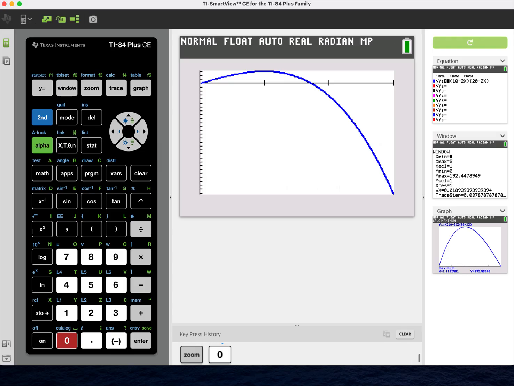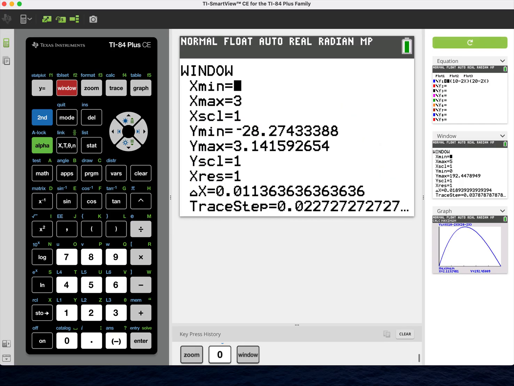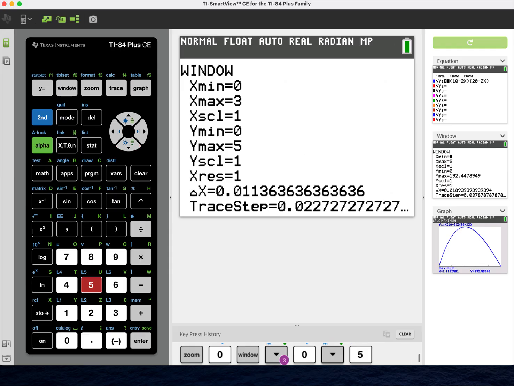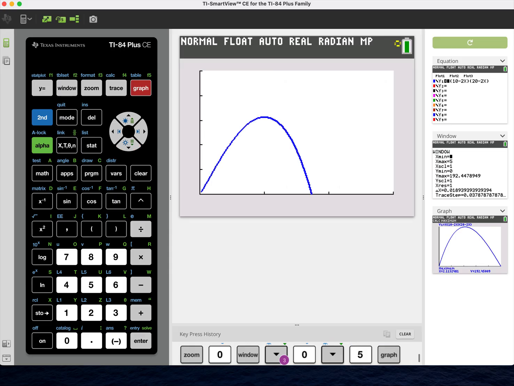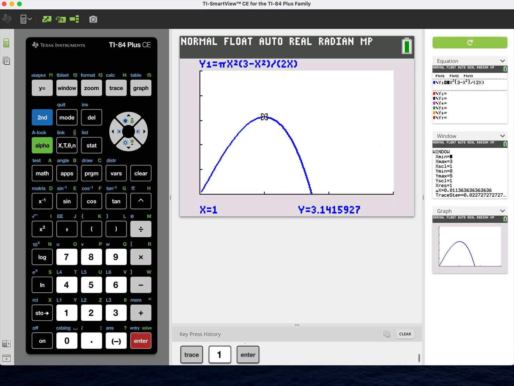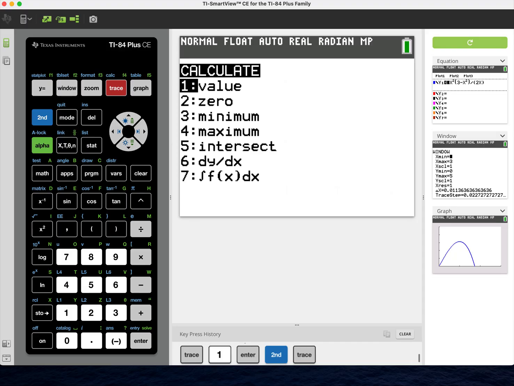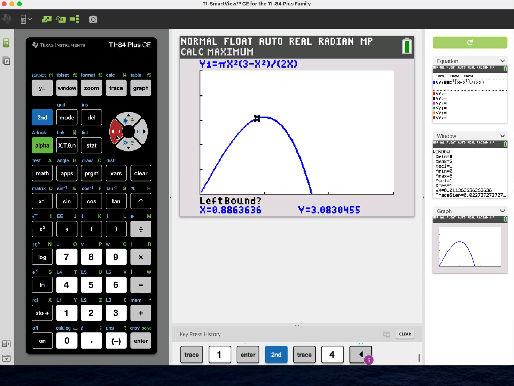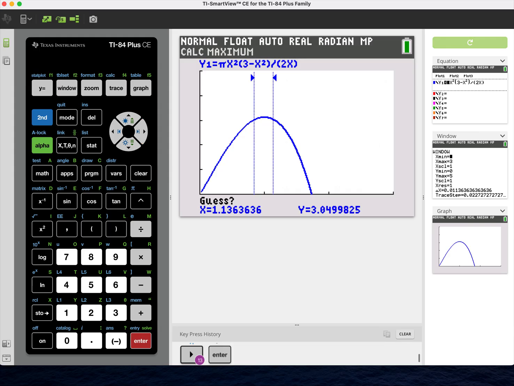I can see a max from here, but it also gave me way more stuff than I need. So I'm going to clean this up, which is that I don't need to see any of those negative values. I'm just going to make this a little bit higher, so I'm just going to have it go up to 5. And that's just going to give me a nicer picture to look at. All right, so let's try to figure out what this maximum is. So second calc max, just like we've been doing all along. Go to the left, go to the right. Are you getting bored of doing that yet? And we get this.